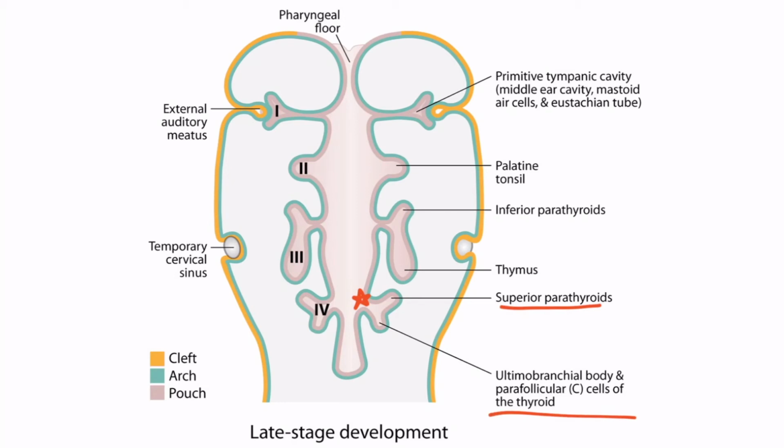One question you may have at this point is, how does the fourth pouch give rise to the superior parathyroids if it's located inferior to the third pouch? Well, actually, all of the structures of the third pouch are located inferiorly to the fourth. This is because in the adult, all of the structures of the third pharyngeal pouch move downward and are ultimately located inferiorly to the fourth pouch. Let's take a closer look at why this is the case.